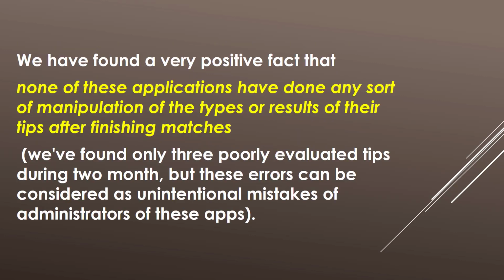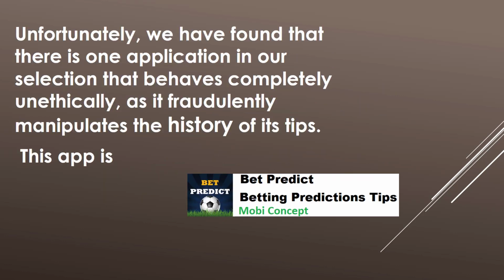We have found a very positive fact that none of these applications have done any sort of manipulation of the types or results of the tips. We've found only 3 poorly evaluated tips during 2 months, but these errors can be considered as unintentional mistakes of administrators of these apps. Unfortunately, we have found that there is one application in our selection that behaves completely unethically, as it fraudulently manipulates the history of its tips.